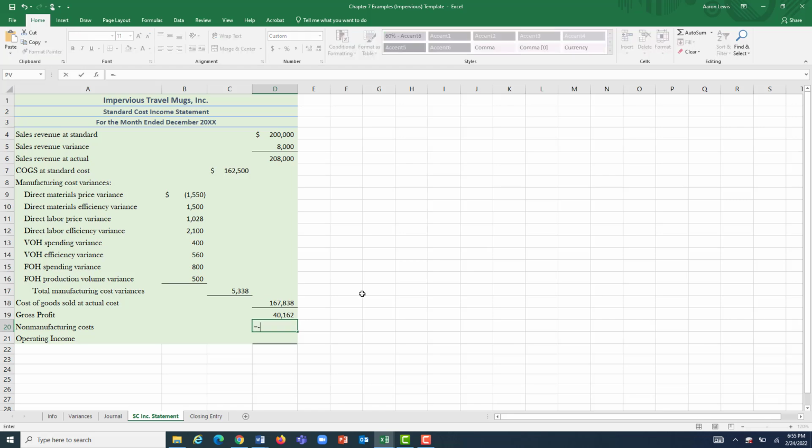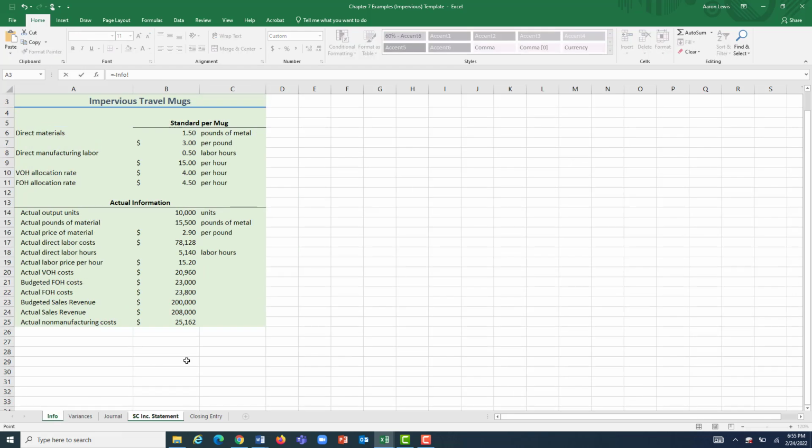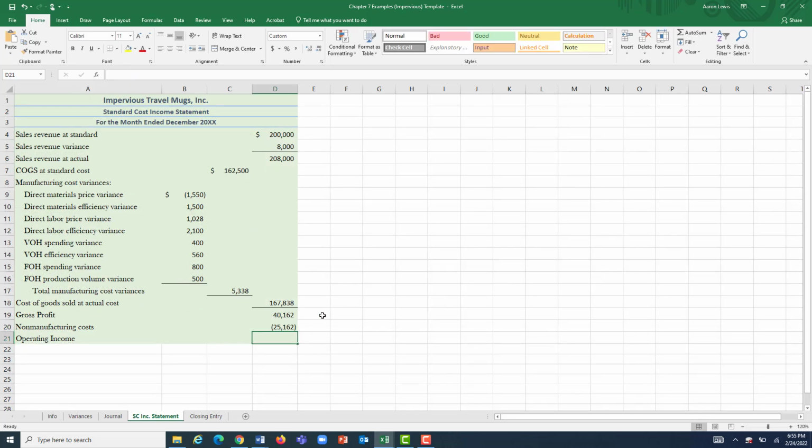I'm going to hit equals. I'm going to make this negative. I'm going to go to my info, and I'm going to see that our actual non-manufacturing costs were $25,162 during the period. So if we had a margin of $40,162 just from markup that was there and available to cover all of the costs that we had to pay that we couldn't inventory, and we had $25,162 of those period costs, of those non-manufacturing costs, that means that Impervious travel mugs operating income was $15,000 during the period. So now we can hand this to a manager who does management by exception.